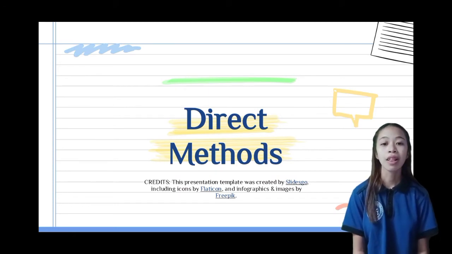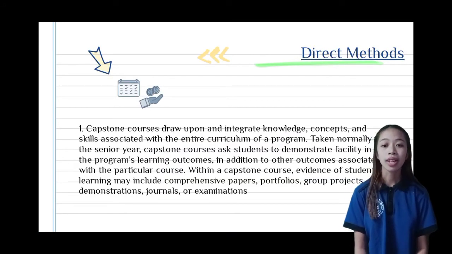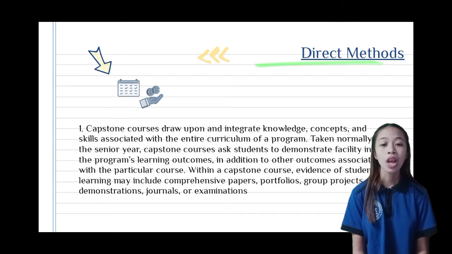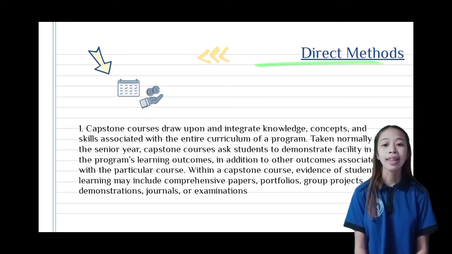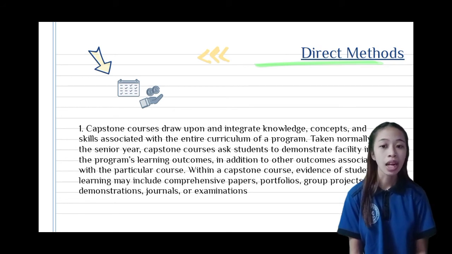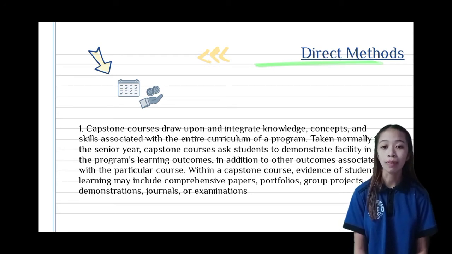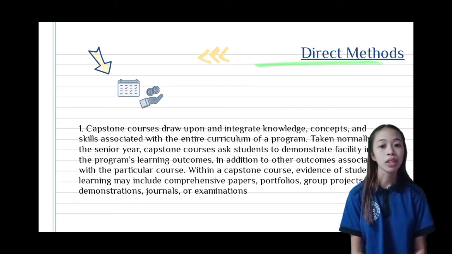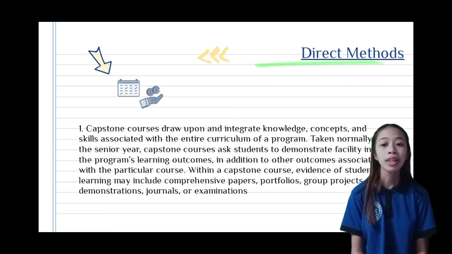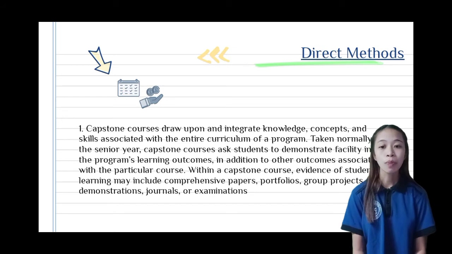There are many different direct methods. Number one, capstone courses draw upon and integrate knowledge, concepts, and skills associated with the entire curriculum of the program. Taken normally in the senior year, capstone courses ask students to demonstrate facility in the program's learning outcomes, in addition to other outcomes associated with the particular course. Within a capstone course, evidence of students' learning may include comprehensive papers, portfolios, group projects, demonstrations, journals, or examinations.